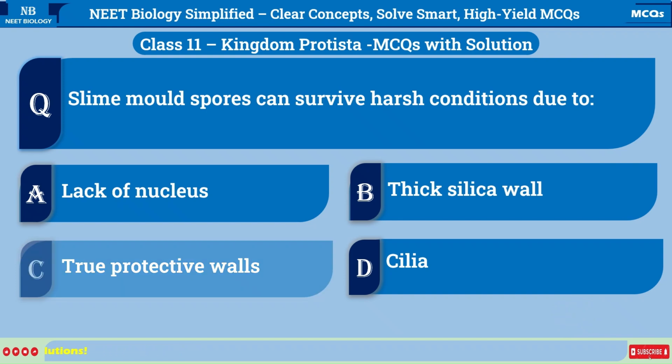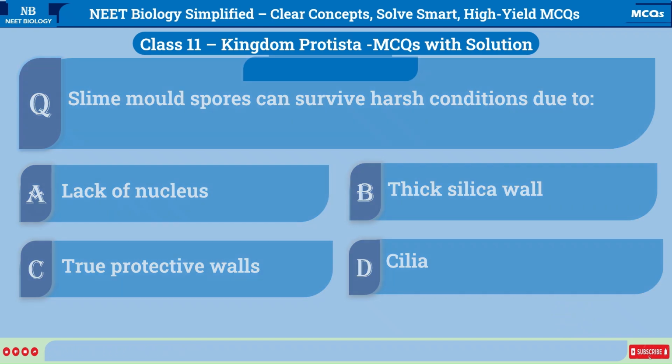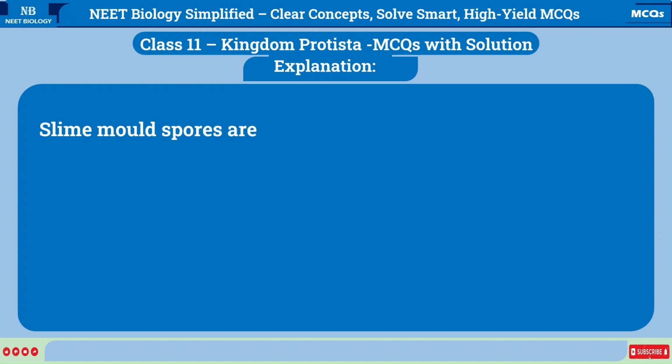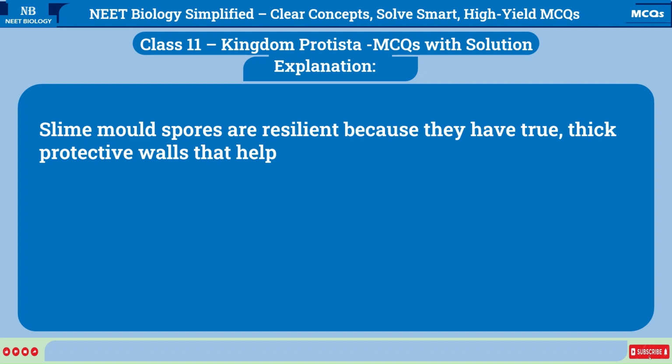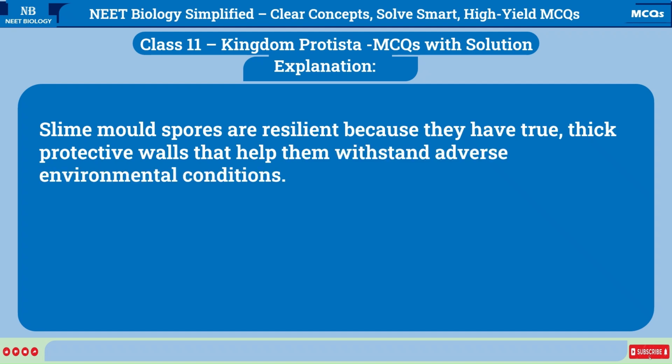Correct answer is C. True protective walls. Explanation: slime mold spores are resilient because they have true, thick protective walls that help them withstand adverse environmental conditions. They do not have silica-based walls like diatoms.